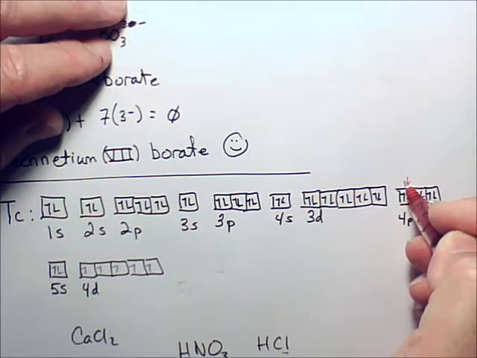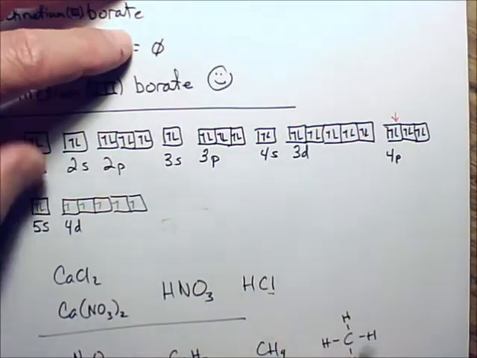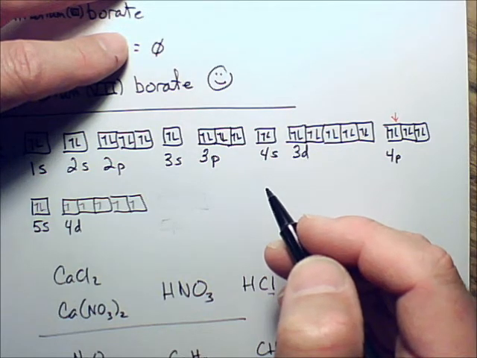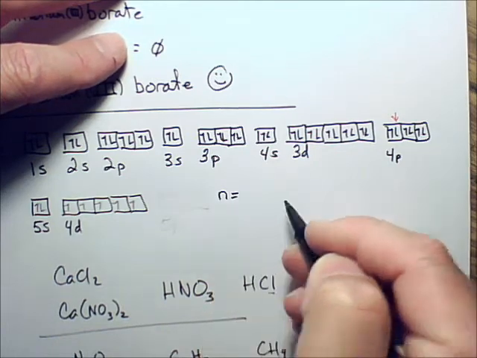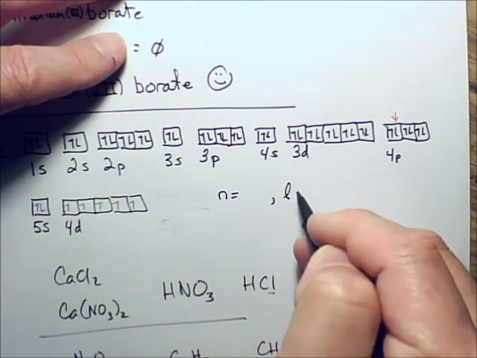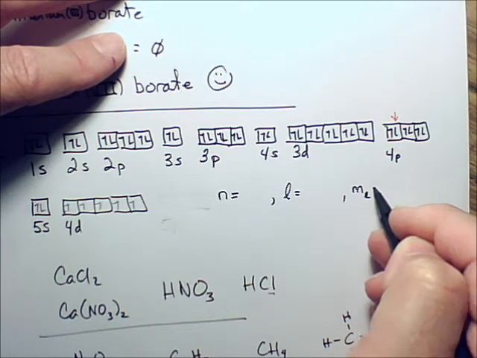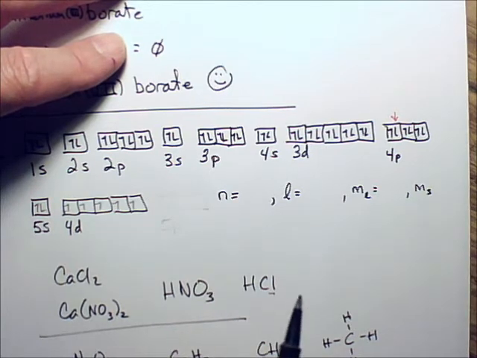So we're going to do the quantum numbers for that electron right there. Is that right? Okay. So what are our symbols? What are the symbols for the quantum numbers? N is the first quantum number. L is the second quantum number. M sub L. M sub S. Okay.